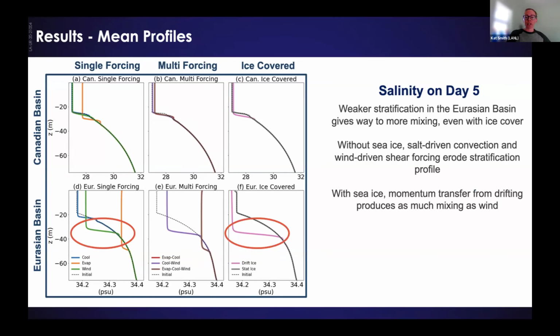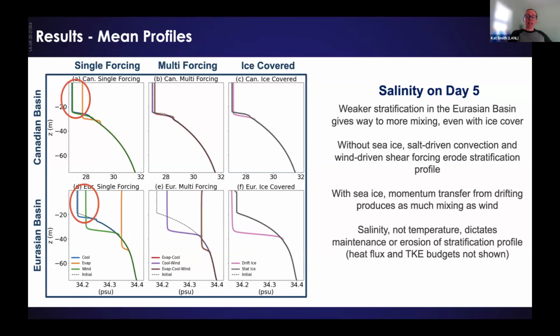With sea ice, we actually see that momentum transfer from the drifting ice produces as much mixing as the wind. So we see here that the green line and the pink line are relatively similar in terms of mixed layer depths, so we're getting as much mixing between the two. A caveat here again is that we're not using internal stresses, things like that. Then again, we're also not having inertial oscillations, so I don't know if it's necessarily a direct parallel to what Sam was talking about.